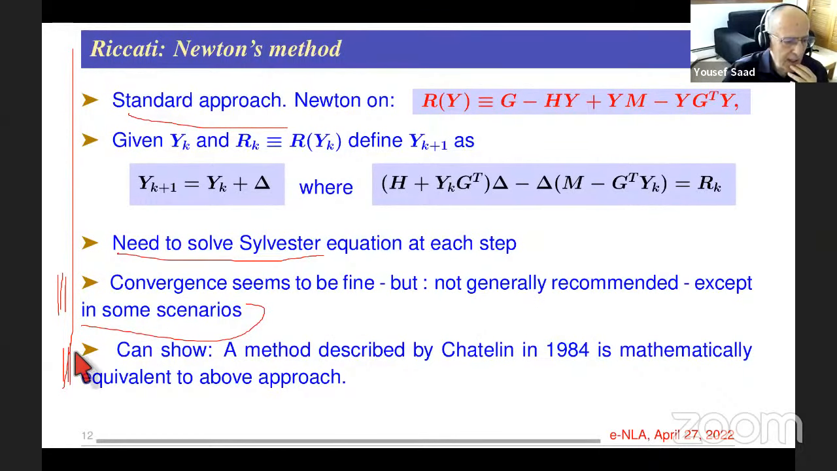I should also mention that working on this made me rediscover something that I was dimly aware of. There's a paper by François Chatelain, who was my advisor in the 80s, from 1984, where she talked about computing invariant subspaces. And that's exactly this approach, essentially. It's mathematically equivalent to this. This is mentioned in the work on Grassmannian manifolds, when people talk about eigenvalue problems using the Grassmannian perspective, which I will discuss later.